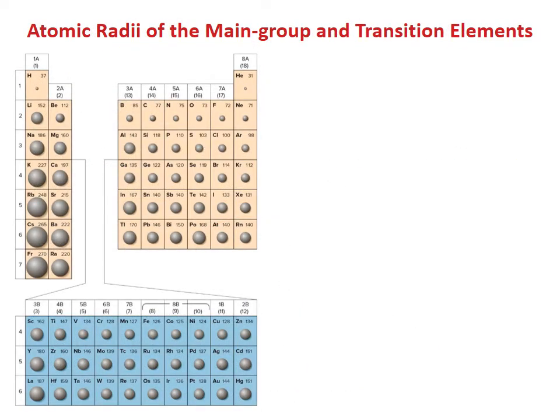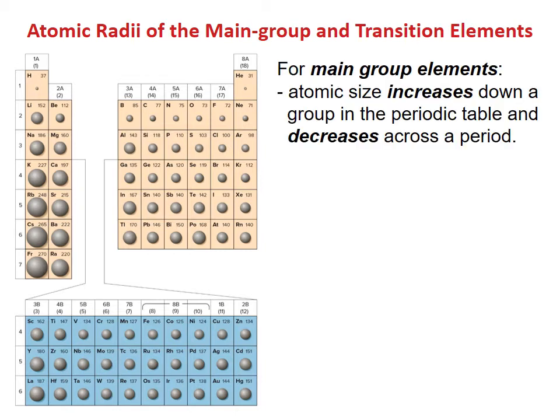Some atomic properties are directly influenced by electron configuration and the effective nuclear charge. These properties are periodic, which means they generally exhibit consistent changes or trends within a group or period. One example is atomic size. If we look at the periodic table, you can see for main group elements, atomic size increases down a group, from top to bottom, and decreases across a period. So from left to right, the atomic size decreases.